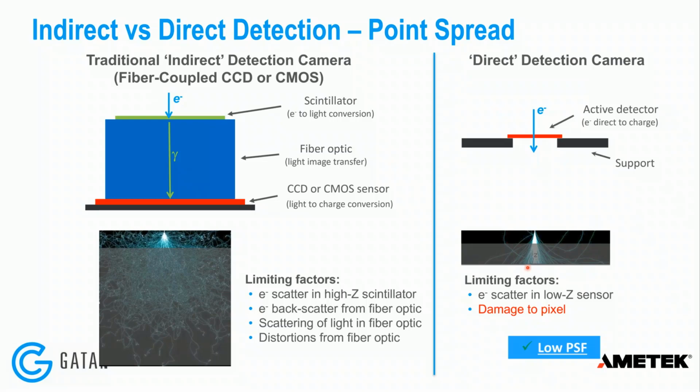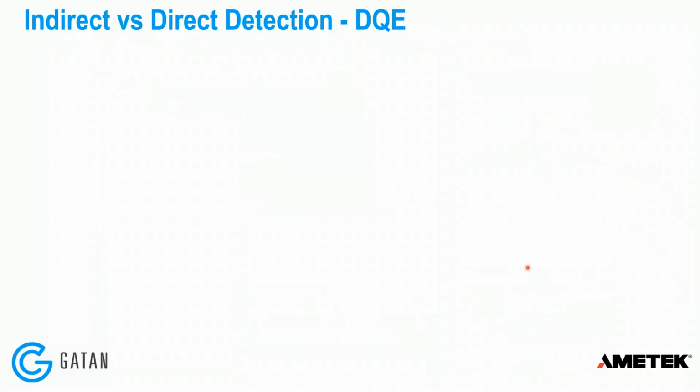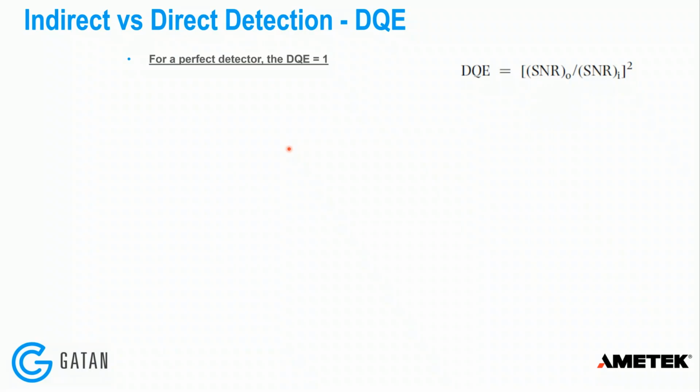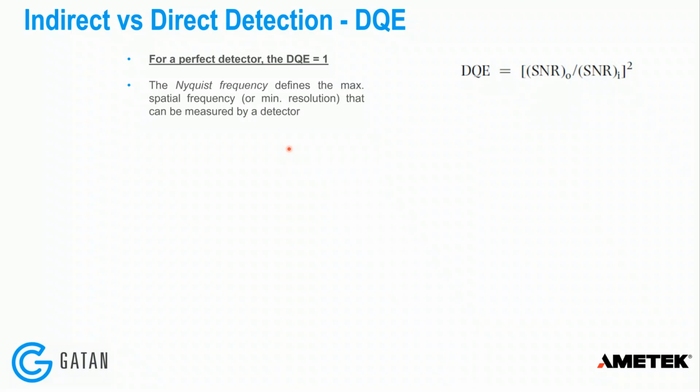Okay, so we've covered point spread. What about DQE? I briefly mentioned DQE earlier. The DQE is essentially a measure of signal to noise ratio out over signal to noise ratio in. If we have a perfect detector, we're going to have a DQE of 1. We also have another concept called Nyquist frequency. Nyquist frequency defines the maximum spatial frequency that can be measured by a detector. The minimum resolution, or maximum spatial frequency, is given by twice the pixel size.